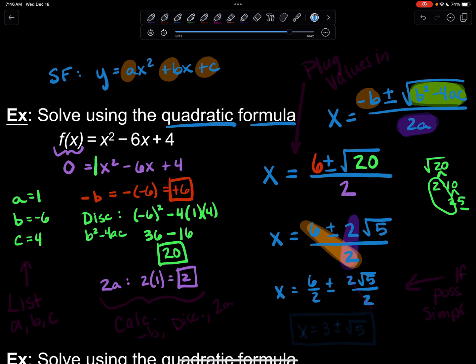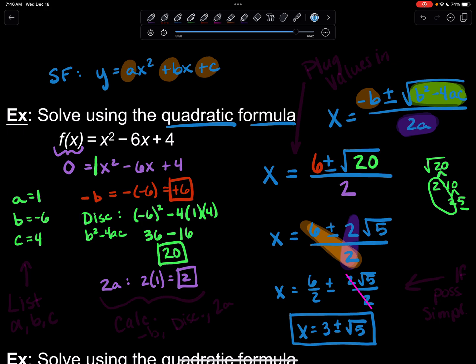Now, 2 divided by 2 is 1, so those are going to cancel out. And 6 divided by 2 is just 3, so I am going to have x is 3 plus or minus the square root of 5. And that is my most simplified answer.